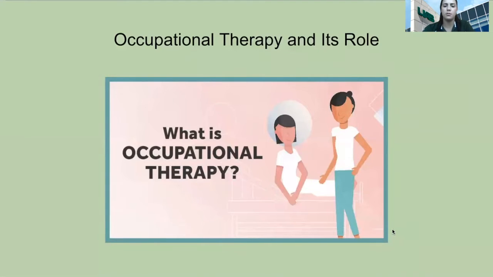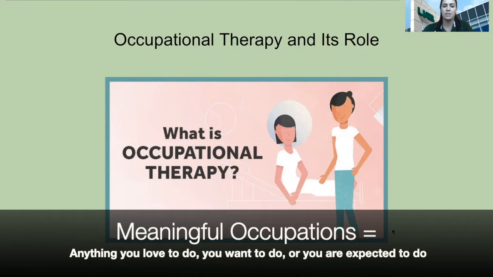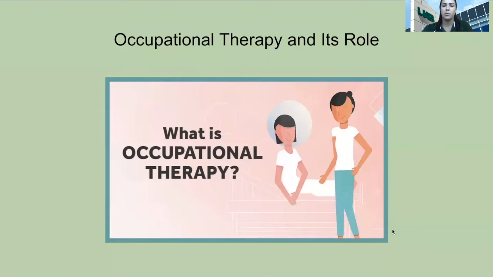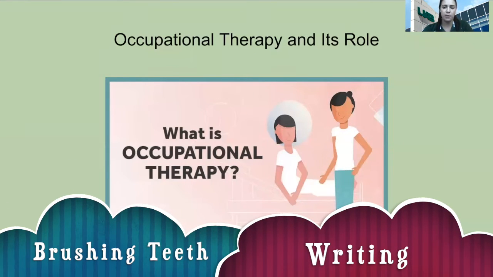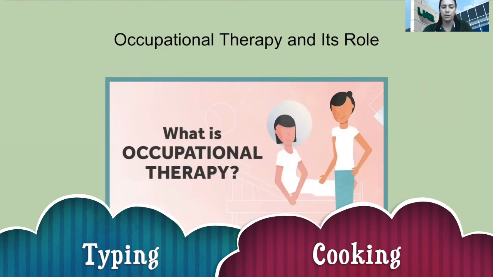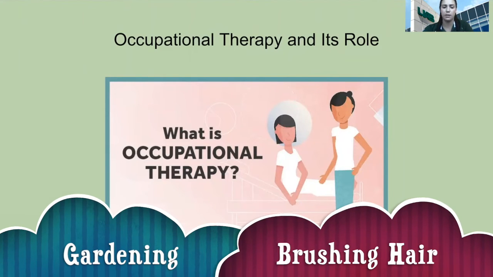Occupational therapy is so unique as many people describe it in their own original personal perspective. While everyone has their own definition, we all strive for the same goal as occupational therapists. My personal definition of occupational therapy is that it is the means of therapy that works to maintain or progress one's ability in meaningful occupations. Meaningful occupations is anything you love to do, you want to do, or are expected to do. These are things like brushing your teeth, writing on a piece of paper, typing on a computer, being able to cook, being able to garden, or even brush your hair.